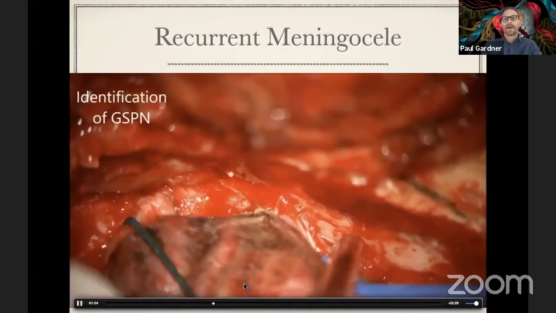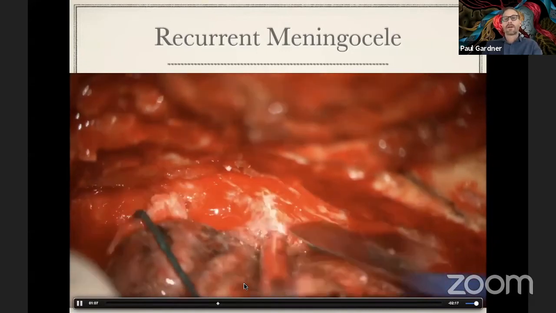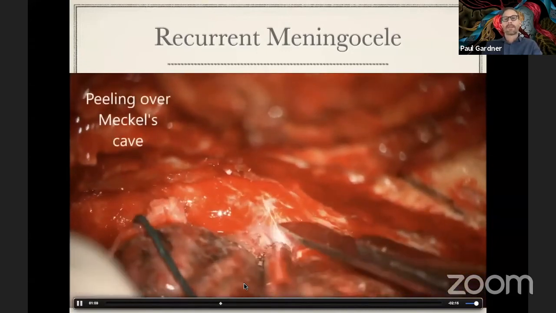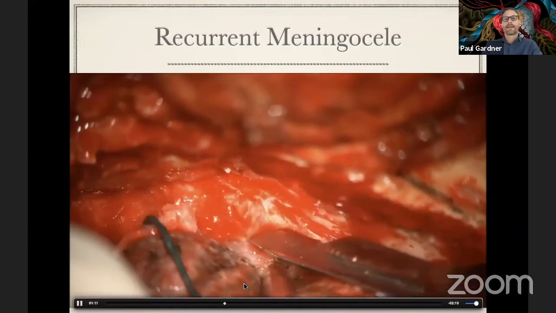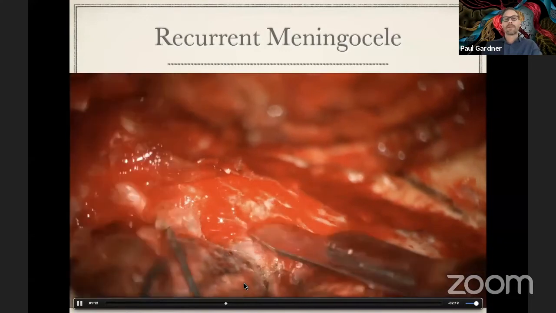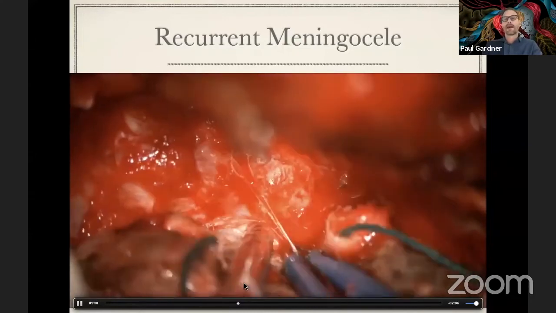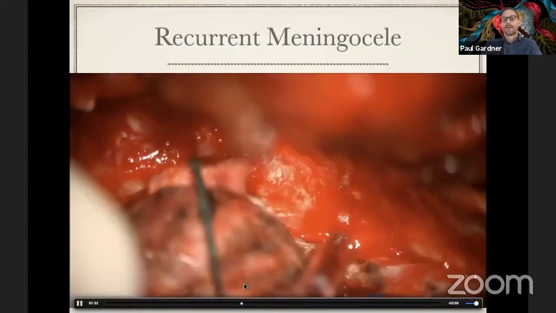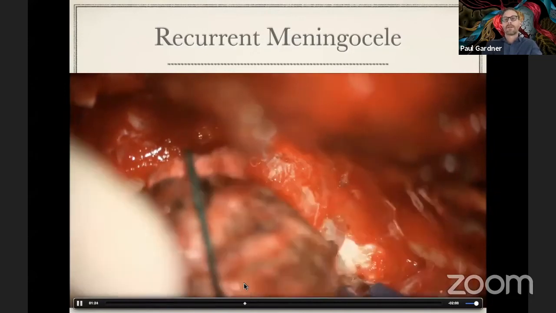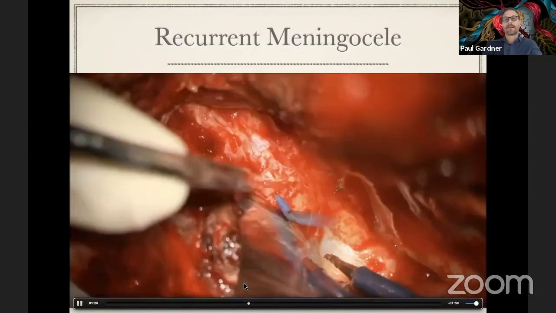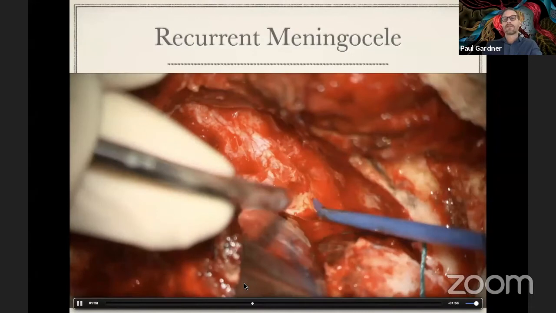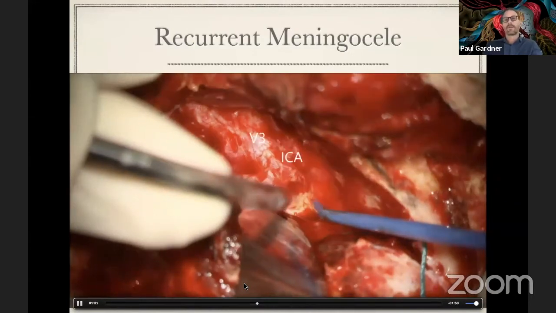Here we can identify GSPN with a cartouche dissector, sharply dissecting and disconnecting the dural attachment of the periosteal dura to V2 and V3. And oftentimes here, I'll just coagulate back the dura and let the dura do the retraction. You can see I don't use a static retractor in a case like this until I get to the point where I need to drill the anterior petrous bone.